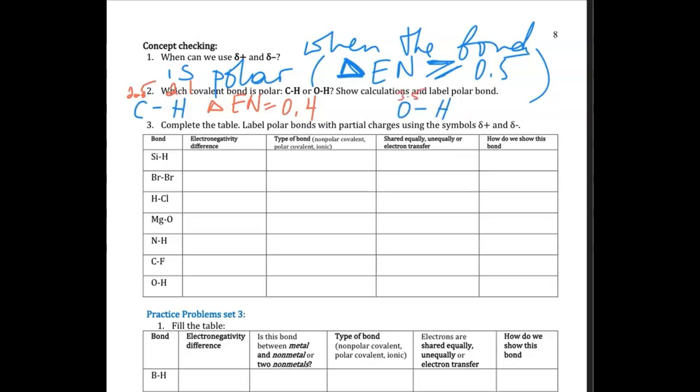What about the bond between oxygen and hydrogen? The electronegativity of hydrogen is small, 2.1. The electronegativity of oxygen is 3.5. So the difference between them is 1.4. So we label this bond as a polar bond.